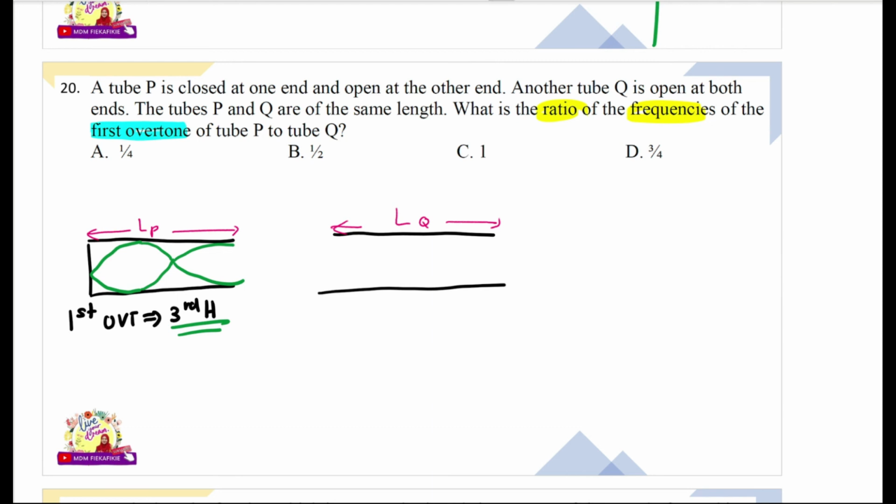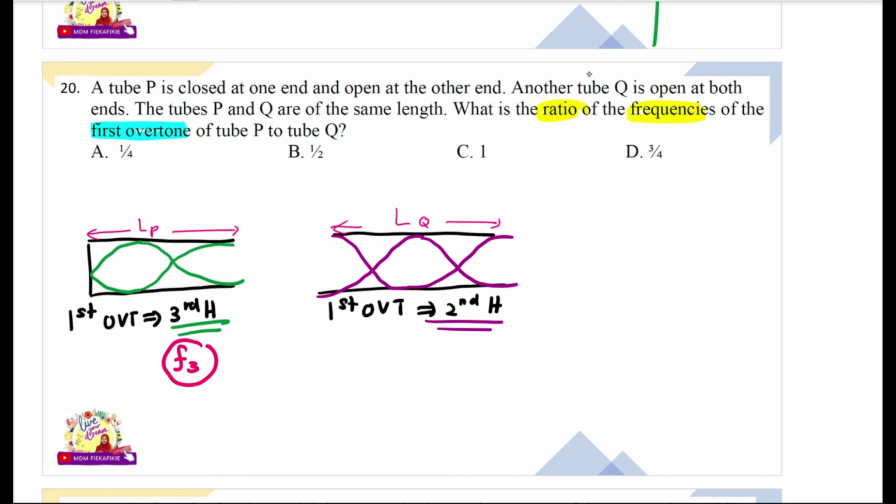Tetapi, untuk first overtone, open pipe is equal to second harmonics. Okay. Is equal to second harmonics, iaitu 2 kali X. Okay. First pattern of the segment, fundamental 1, 1X. Dan X yang kedua. Okay. So, soalan nak kita kira ratio. Ratio apa? Ratio of the frequency untuk first overtone. First overtone untuk P tadi adalah third harmonics, iaitu F3. Okay. And for the open pipe, it is second harmonics.